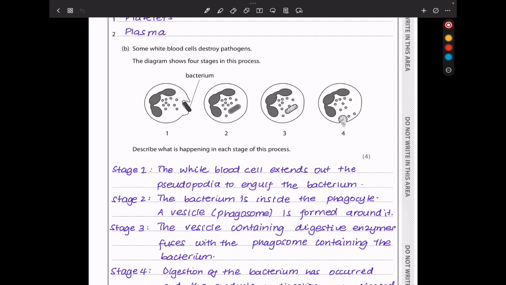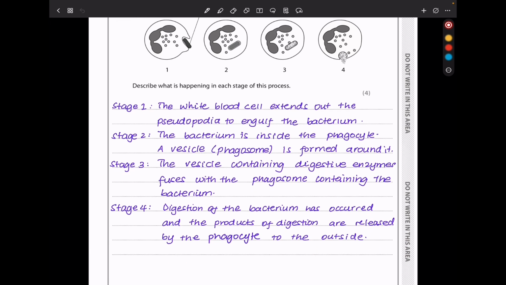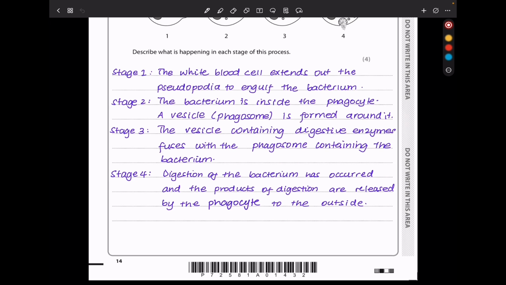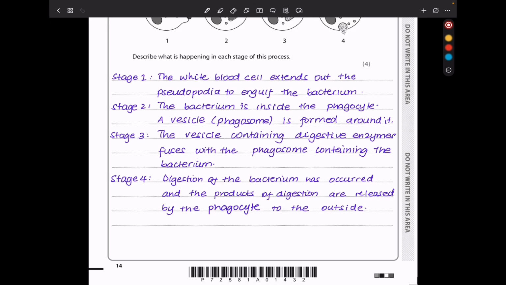So in stage 1, the white blood cells extend out the pseudopodia to engulf the bacterium. In stage 2, the bacterium is inside the phagocyte. A vesicle, in this case I'm talking about a phagosome, is formed around it with the bacteria trapped inside. And in stage 3, the vesicle containing digestive enzymes fuses with the phagosome containing the bacterium. And in stage 4, digestion of the bacterium has occurred and the products of digestion are released by the phagocyte to the outside.